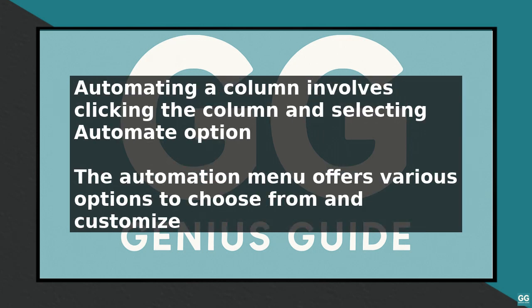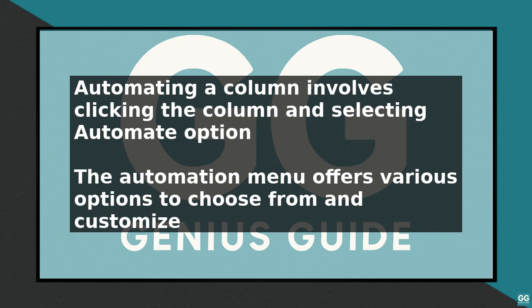Another example is automating a date column to change the status of an item when a deadline is approaching. To do this, select the Change Status option and choose the status you want to change to. You can also add conditions to trigger the automation, such as when the deadline is within a certain number of days.